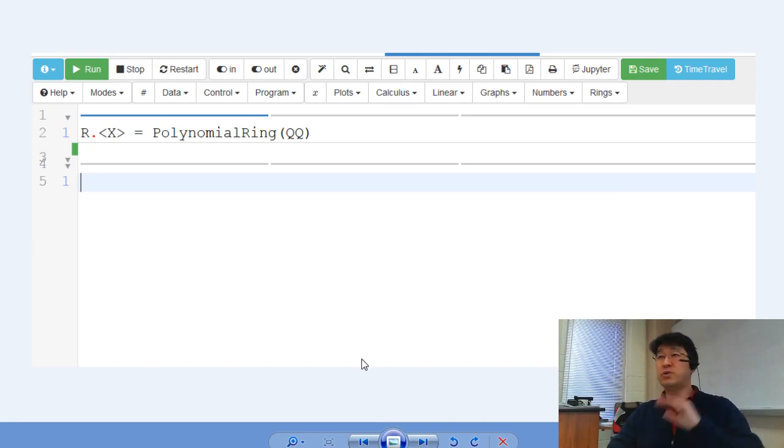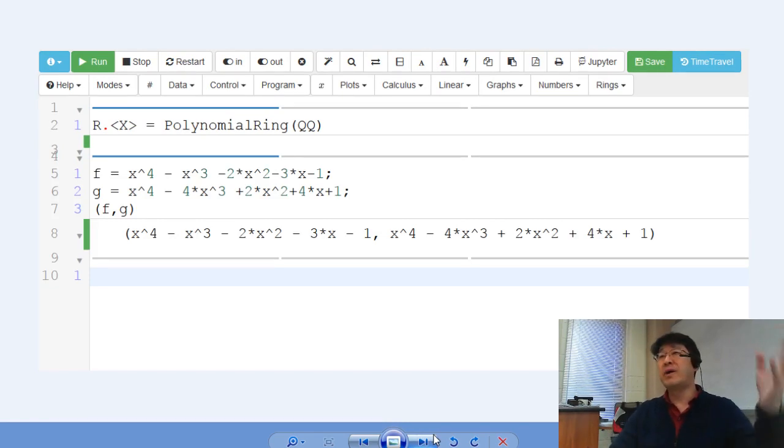You want to declare a polynomial variable to SAGE, and this is how you do it. R is a ring, dot x. X is going to be the variable for the polynomial, and that's going to be the polynomial ring with QQ, so rational coefficients. Now SAGE knows that x is the main variable for the polynomial ring with rational coefficients. So whatever you write down with x in it, it recognizes as the polynomial variable, not an unknown, not the usual computer variable. It is recognized as an indeterminate.